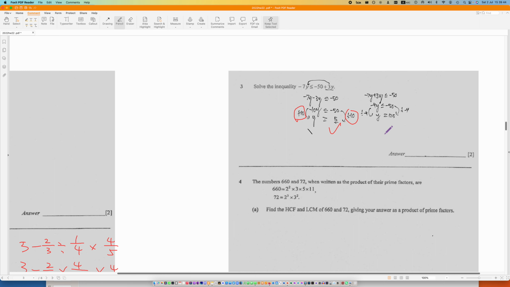I was testing which one was correct. I forgot the list. So which one is correct? How can this be correct? Your plus 3y, how can you move over and get plus 3y again? Move over is minus. Can you see? So it's minus, right? So this is the answer, y bigger or equal to 5.